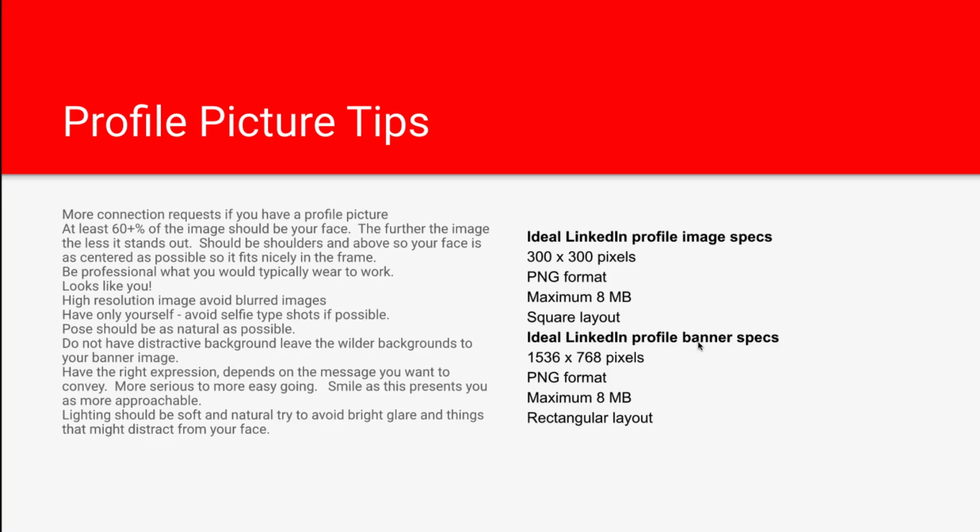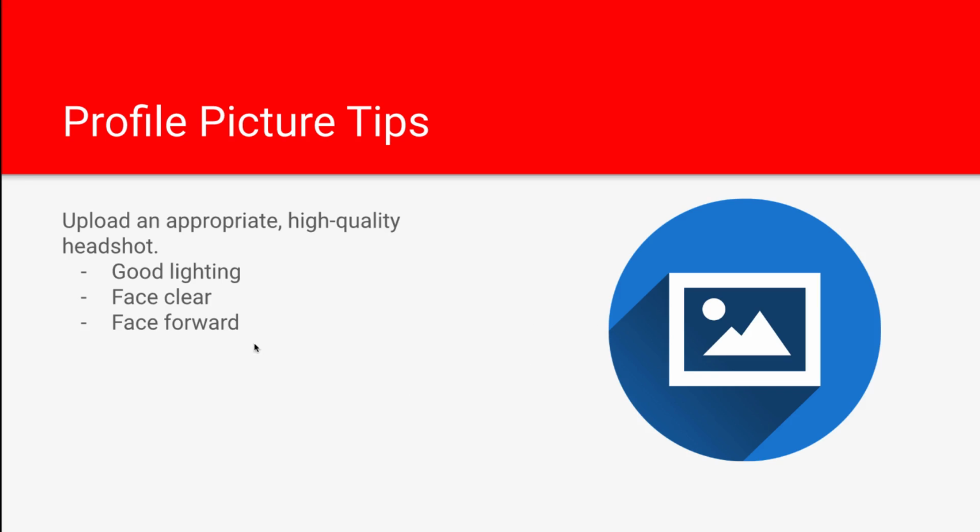For the profile banner, the specs should be 1536 by 786 pixels. PNG format, once again an 8 megabyte maximum. And this one should be a rectangular layout because we're more wide than we are high on the profile banner. And I'll also be showing you how you can upload the profile banner.